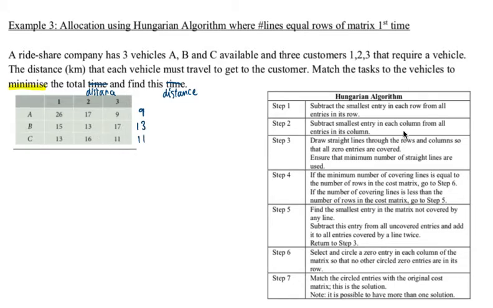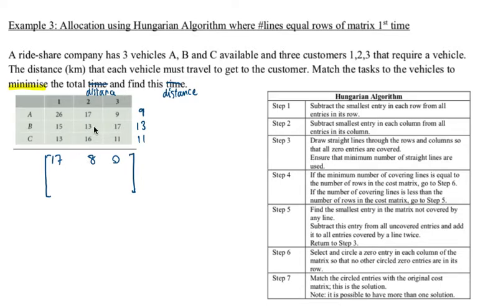The next step is to subtract the smallest entry in each row from all entries in the row. So below we draw an appropriately sized matrix. In this case it's 3 by 3. 26 minus 9 is 17. 17 minus 9 is 8. And 9 minus 9 is 0. Now this process, subtracting rows and columns, helps us gather more zeros. Zeros are important because they help us assign.